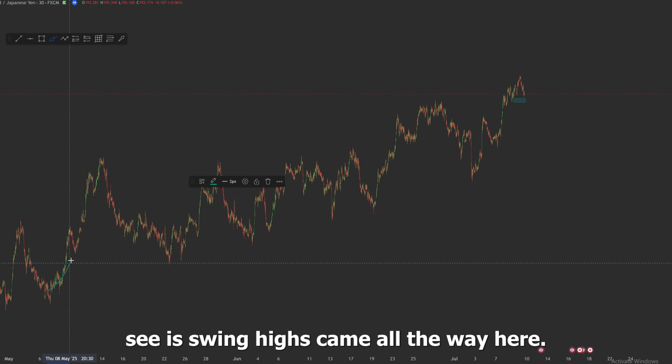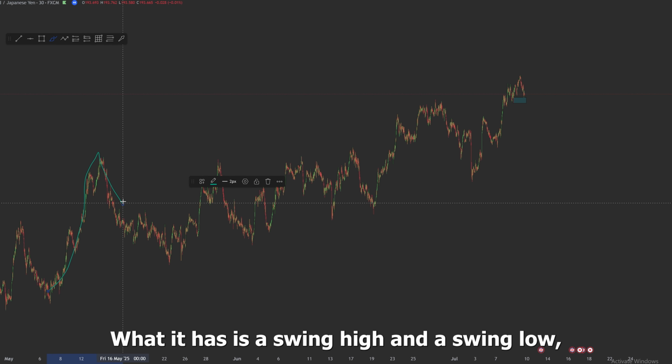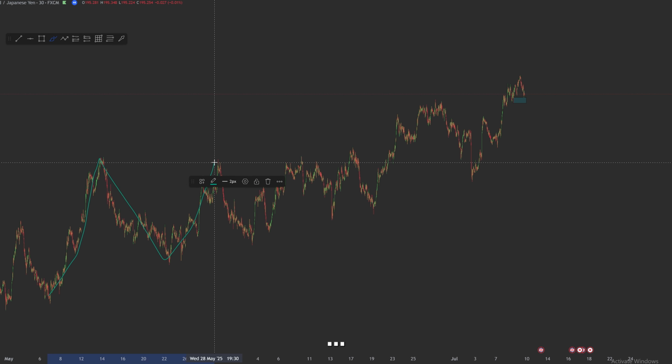As you can see, it's swing highs. It came all the way here. It didn't have a strong push down. What it has is a swing high and a swing low. Swing high, swing low, swing high, swing low, swing high, swing low, swing high.